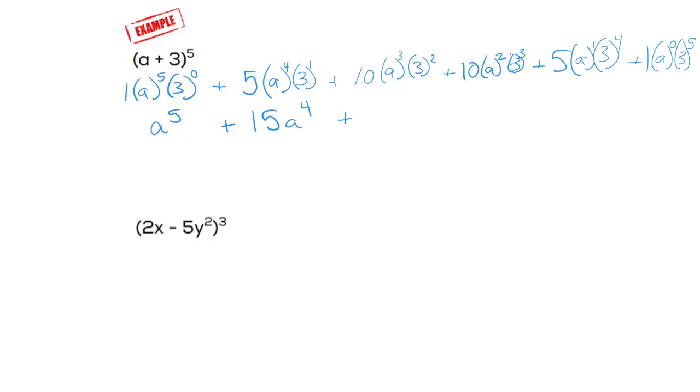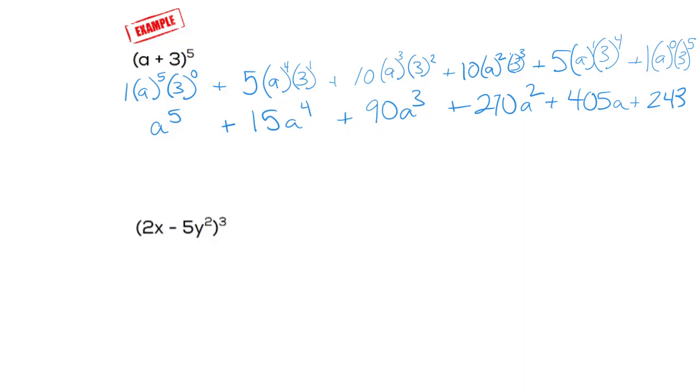Plus, now I have a 10 and a 9. So that's going to be a 90 A cubed. Plus, I have a 10 and a 27. That looks negative, but it's not. So that's 270 A squared. Next one is a 5 times a 3 to the 4th. Who knows what 3 to the 4th is? 81 times 5, 405 A. And then the last one, you have a 1 times a 3 to the 5th, which is, plus 243. All right, we are done.